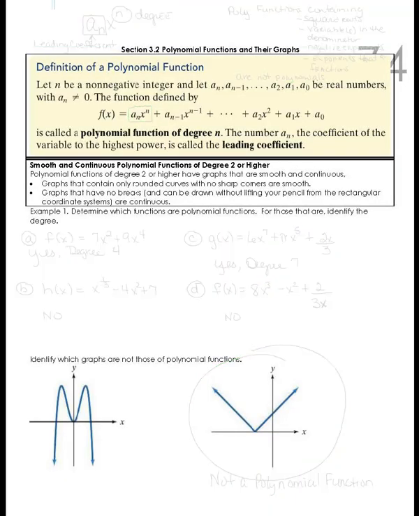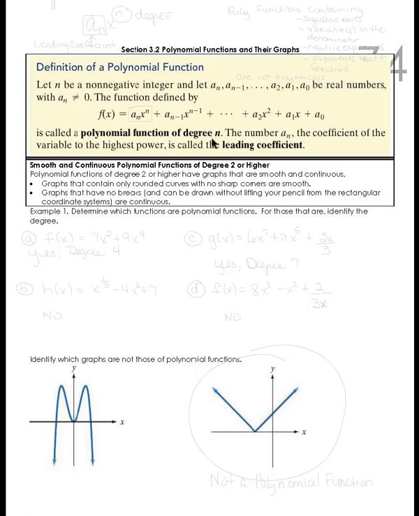We have here polynomial functions and their graphs. Definition of a polynomial function. It says here, let n, and we're going to focus on that n, be a non-negative integer, and let a sub n, and then it goes down the line. We'll talk about what a sub n is as well. Be real numbers with a sub n not equal to 0, meaning that given an equation, if our first term has a 0 there, it may not be a polynomial function.